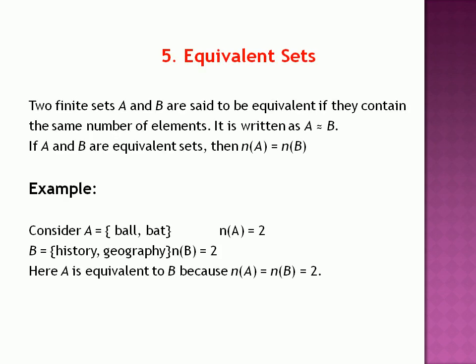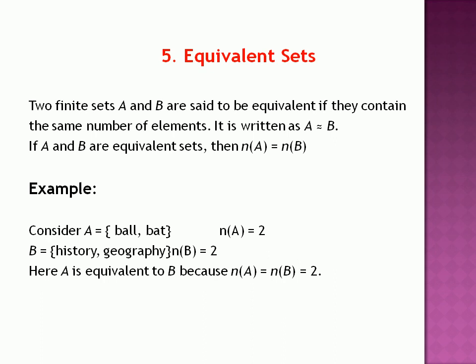Fifth one, equivalent set. Two finite sets A and B are said to be equivalent if they contain the same number of elements. Listen carefully. If they contain the same number of elements, only then it is called an equivalent set. It is written as A equivalent to B. That symbol is equivalent. If A and B are equivalent sets, then the number of elements in A, that is n(A), equals n(B), the number of elements in B.